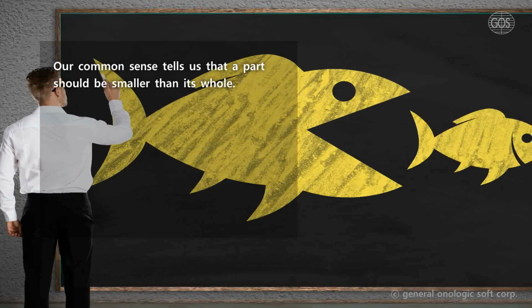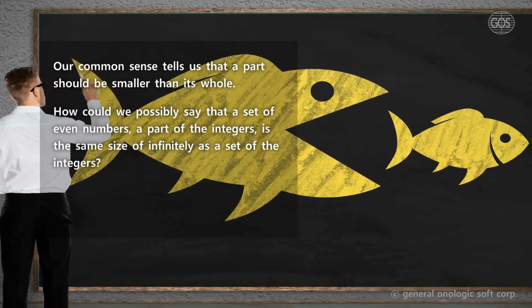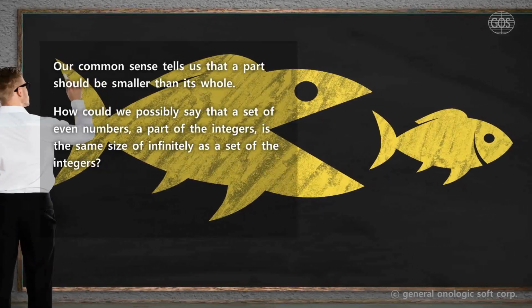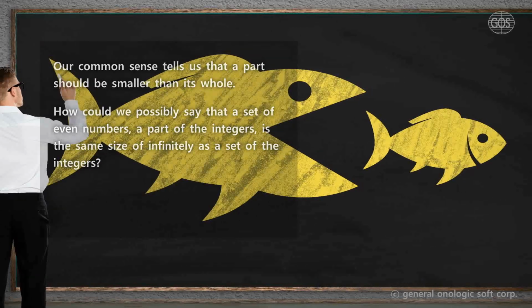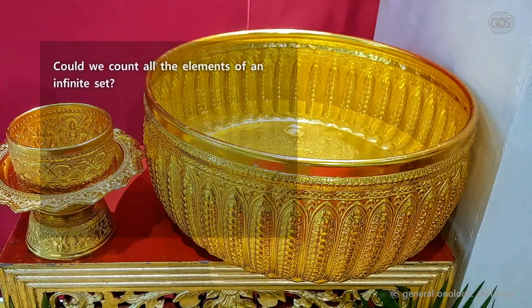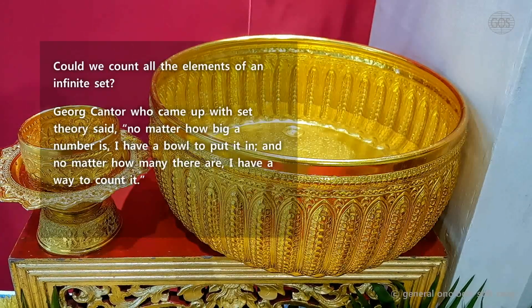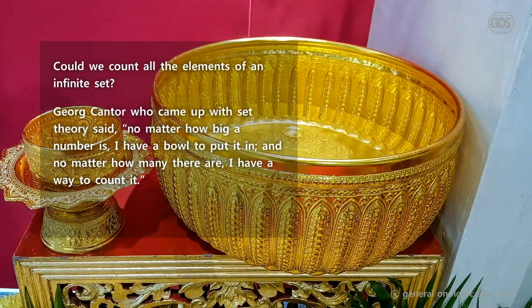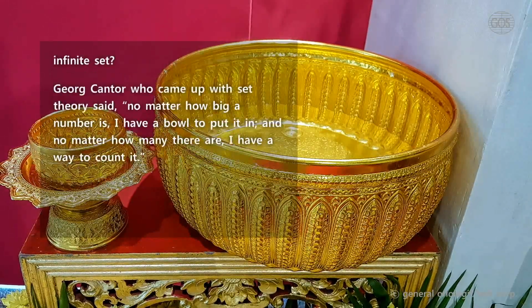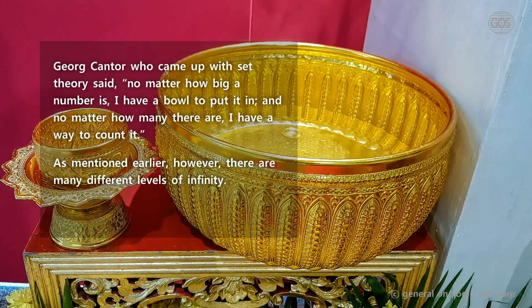Our common sense tells us that a part should be smaller than its whole. How could we possibly say that a set of even numbers, a part of the integers, is the same size, infinitely, as a set of the integers? Could we count all the elements of an infinite set? Georg Cantor, who came up with set theory, said, "No matter how big a number is, I have a bowl to put it in, and no matter how many there are, I have a way to count it." As mentioned earlier, however, there are many different levels of infinity.